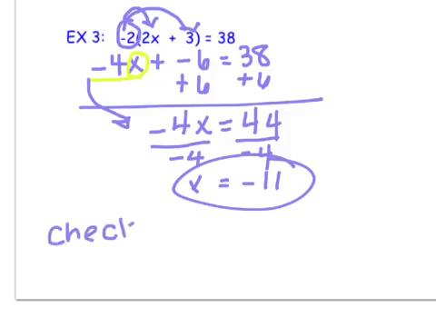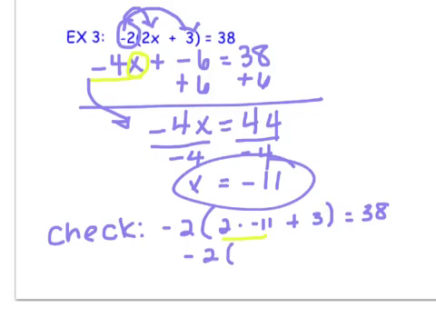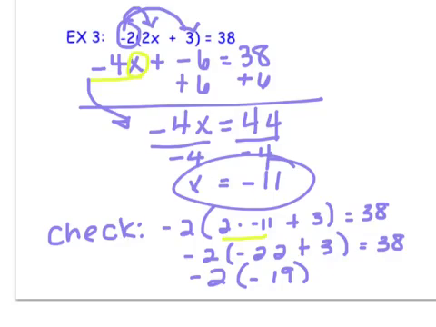I'm going to do negative 2, parentheses, 2 times negative 11 plus 3. Let's see if that equals 38. So I've got to do my multiplication within the parentheses first. Negative 2 times negative 22 plus 3 equals 38. Alrighty, negative 22 plus 3. I get negative 2 times negative 19 equals 38.